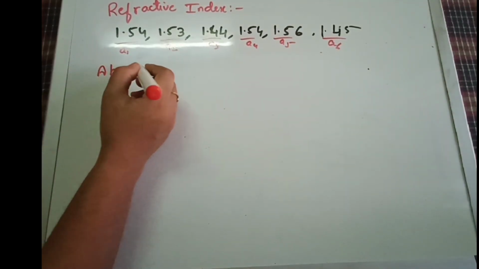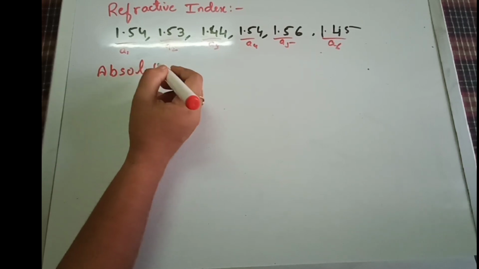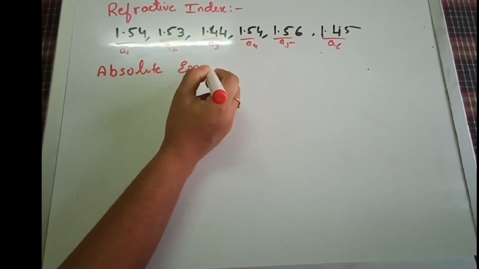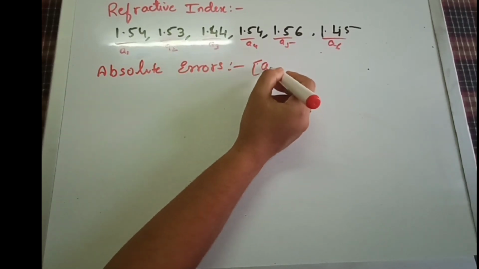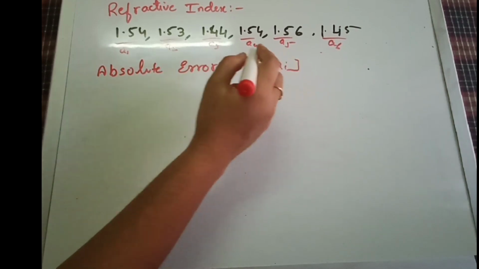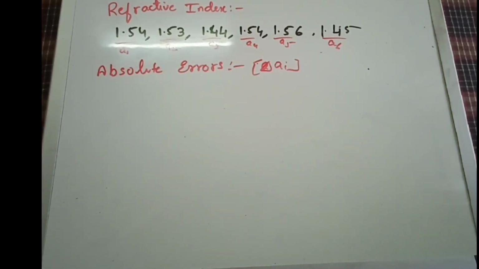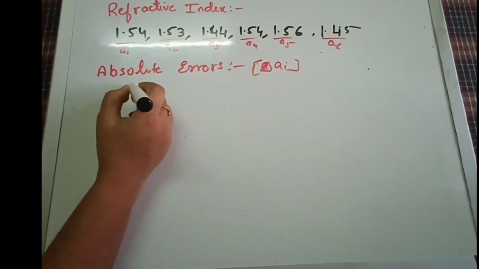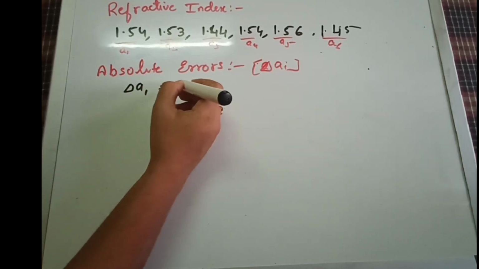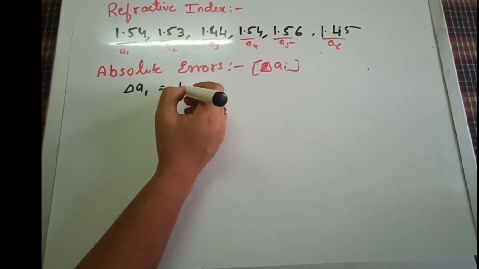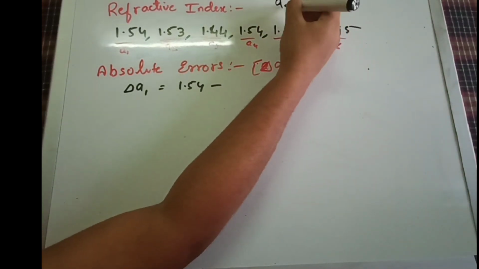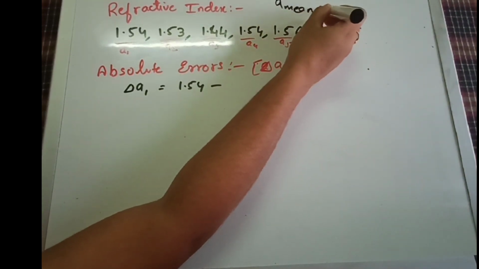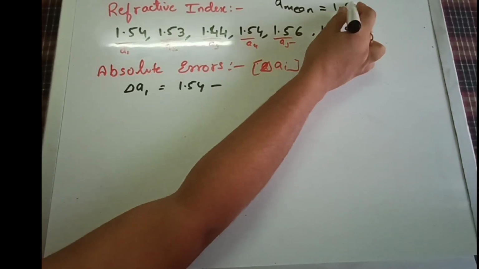Now we will find out the next term, which is absolute error for each of these values. For A1, A2 to A6 we have to find out 6 absolute errors, meaning delta AI. We will be finding out for each of these. So we had found out already the mean value or the actual value as 1.51. So delta A1 becomes 1.54. I'll write it down here for you. The mean value that we had found out was 1.51.